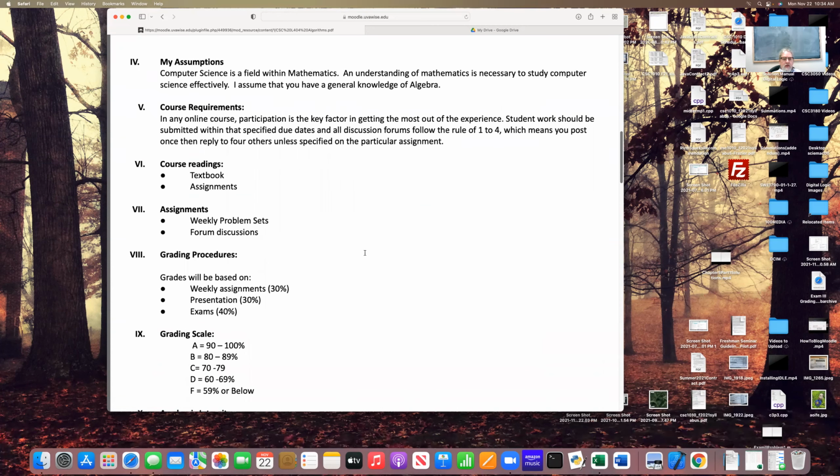Okay. So the grades are going to be based on the following. We have the weekly assignments. So those are the problem sets worth 30%. There'll be 2 exams worth 40% total, 20% each.